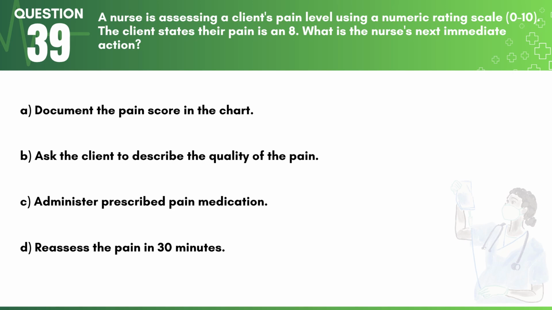Question 39. A nurse is assessing a client's pain level using a numeric rating scale, 0 to 10. The client states their pain is an 8. What is the nurse's next immediate action? A. Document the pain score in the chart. B. Ask the client to describe the quality of the pain. C. Administer prescribed pain medication. D. Reassess the pain in 30 minutes.